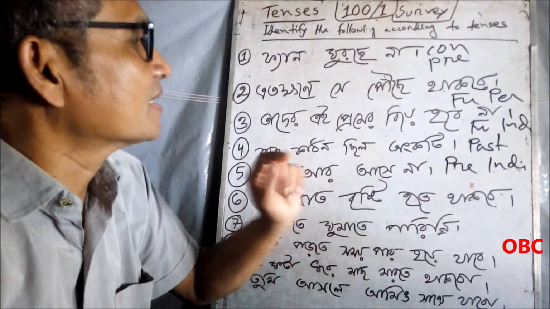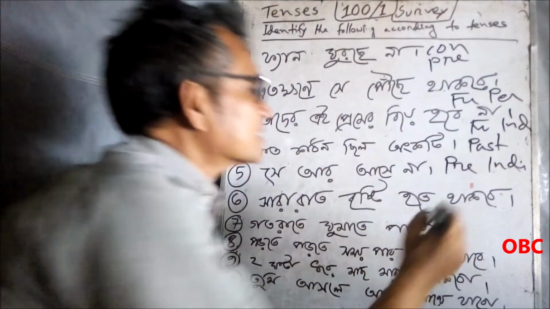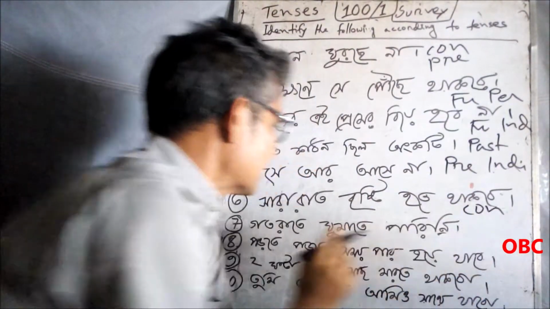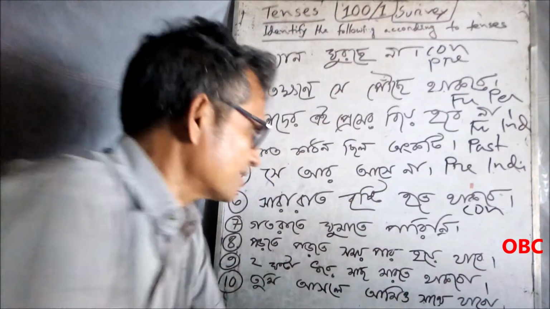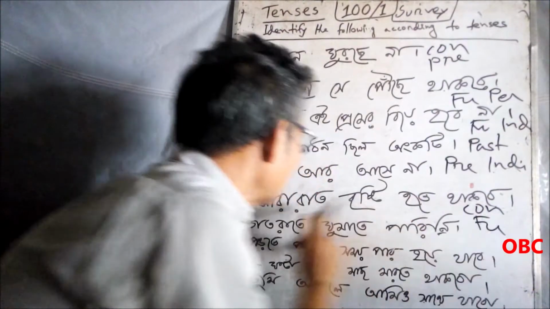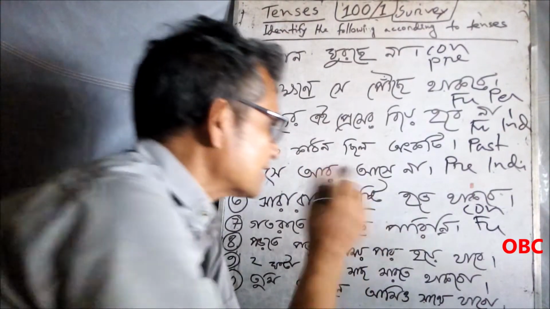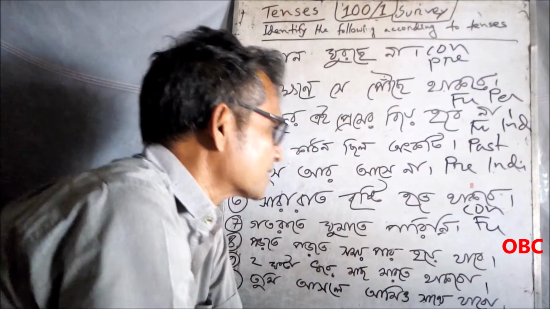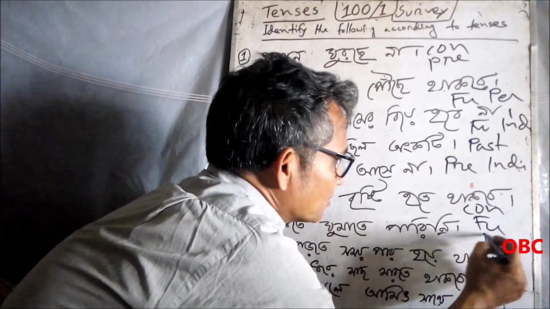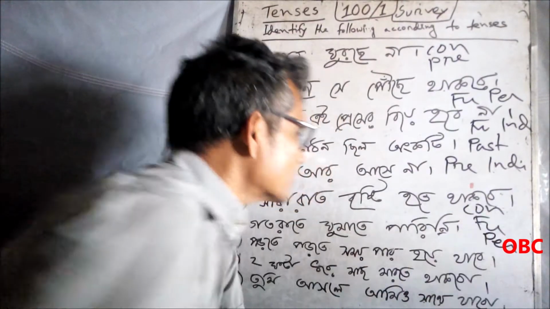"Shararat bishti hote thakbe." This is a continuous tense, and now find out whether it is in future tense. It's in future tense, and you have the mention of the time, "shararat" or "shararat dhore". So this is a continuation for a long period of time. So this is perfect. So future perfect continuous tense.